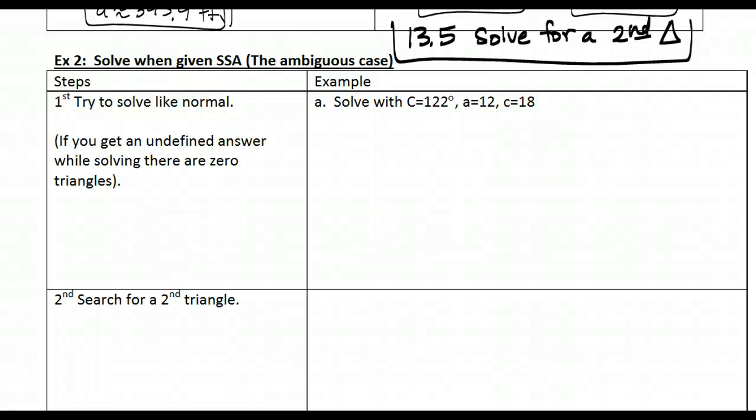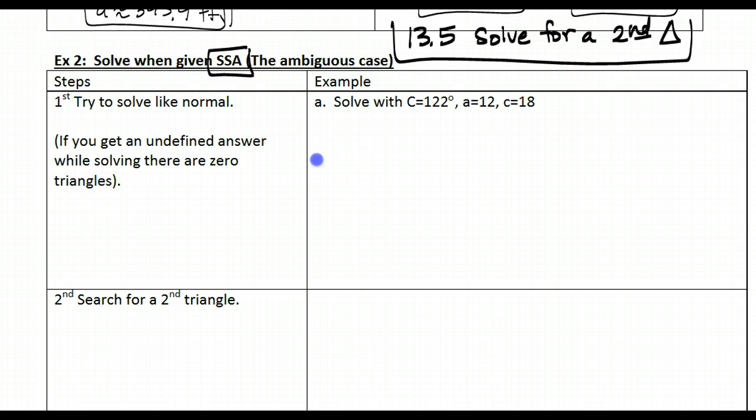Hi class. So in this video I am going to show you how, in 13.5, to solve for a second triangle. And the only time you will need to solve for a second triangle is when you're given the side-side-angle case. Let's get our triangle set up like we normally would.